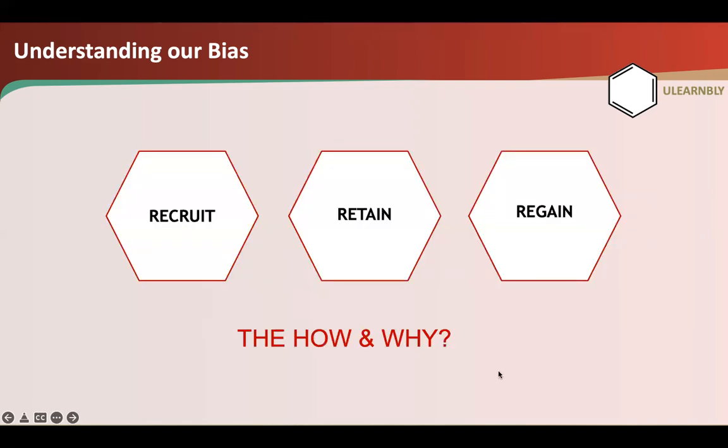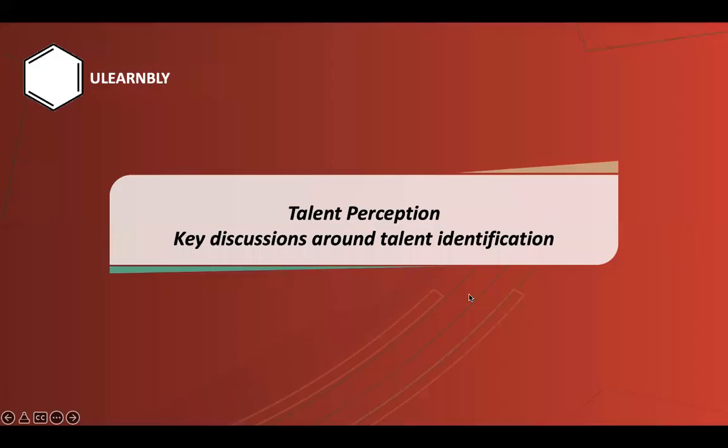So we started with this at the start, which is recruit, retain, regain. And I really want you to consider this around understanding our bias, your bias. How do you recruit? How do you retain? And how do you regain? And again, why? Why is that important across recruit, retain, regain?